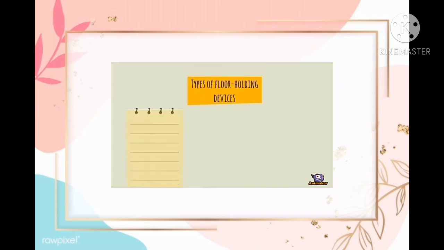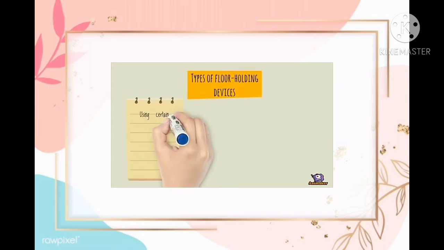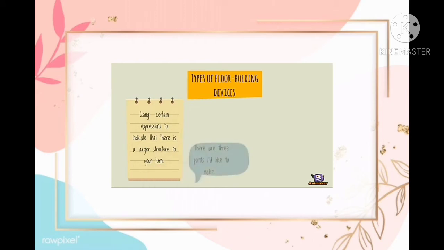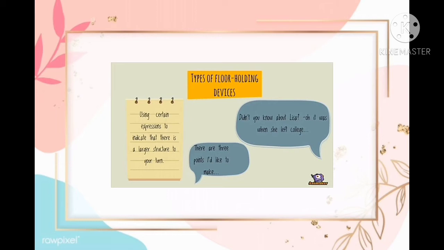Another device is using certain expressions to indicate that there is a larger structure to your turn. "Didn't you know about Lisa?" "Oh, it was when she left college." "There are 3 points I'd like to make."